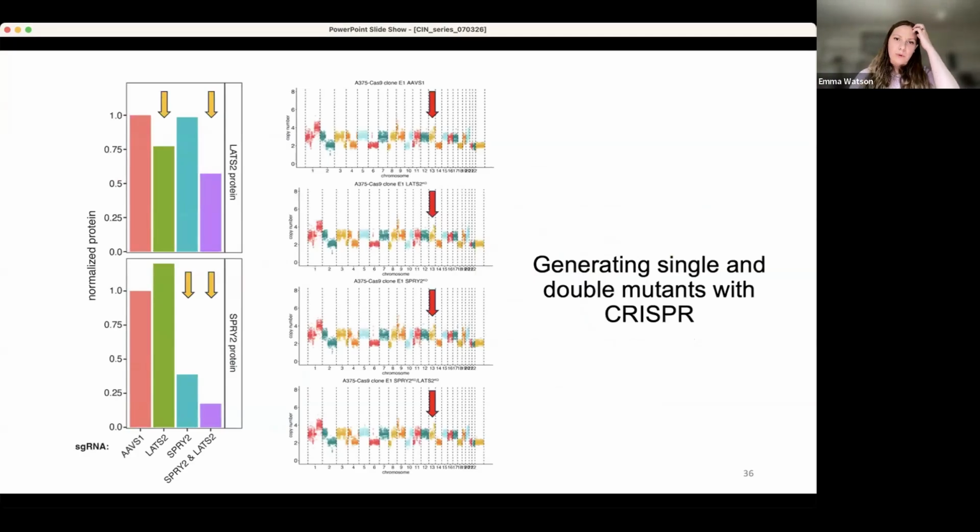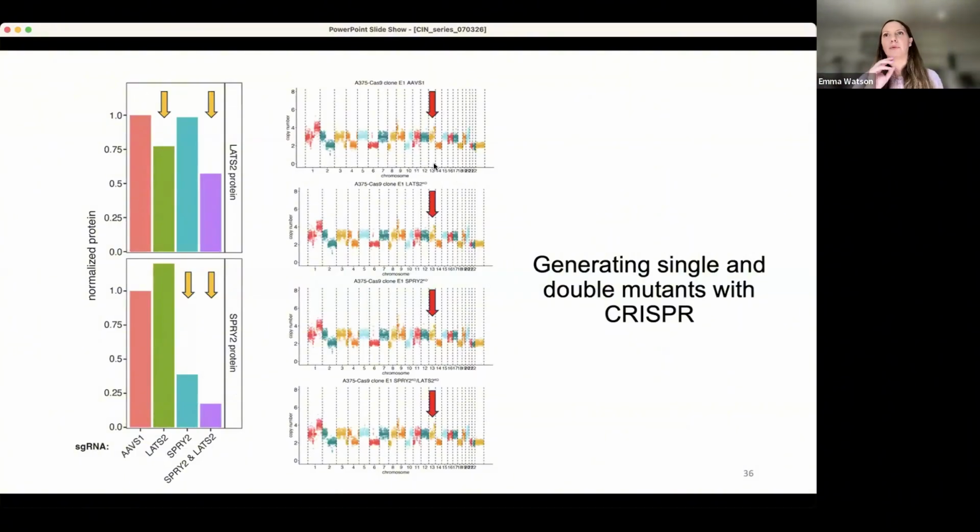Okay, so now we want to test whether these genes might really be driving this phenotype and synergy. And so we've started to generate single and double mutants using CRISPR. We don't want complete nulls. We want this to mirror a dosage reduction, and I think we've more or less achieved that. Looking at the LATS2 protein levels in our LATS2 knockdown and our double knockdown, we see that they're decreased. And it's the same when we look at the SPRY2 protein in the SPRY2 single and SPRY2 LATS2 double, we see decreased SPRY2 protein. We also wanted to verify that we weren't losing chromosome 13 in these mutant populations, and we find that chromosome 13 is stable.